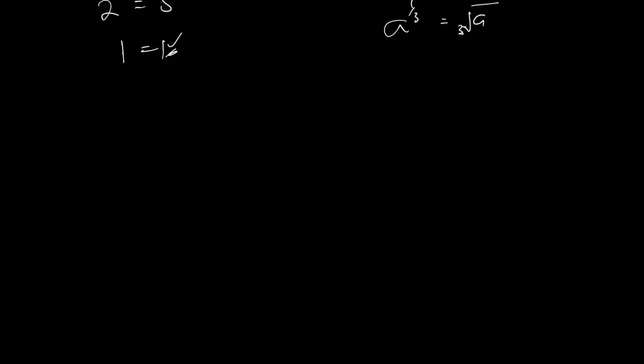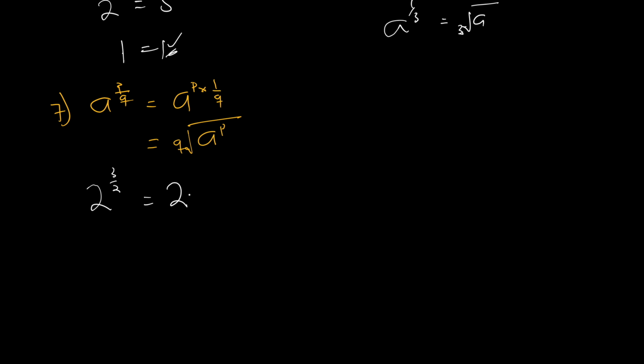Now rule number 7. a^(p/q) can be written as a^(p × 1/q). Now a^(1/q) can be written as the q-th root of a. So if we have 2^(3/2), we can rewrite this as 2 raised to the power 3 times 1 over 2. Now 1 over 2 can be written as the square root of, so we have the square root of 2^3. That will be all for the rules of indices.